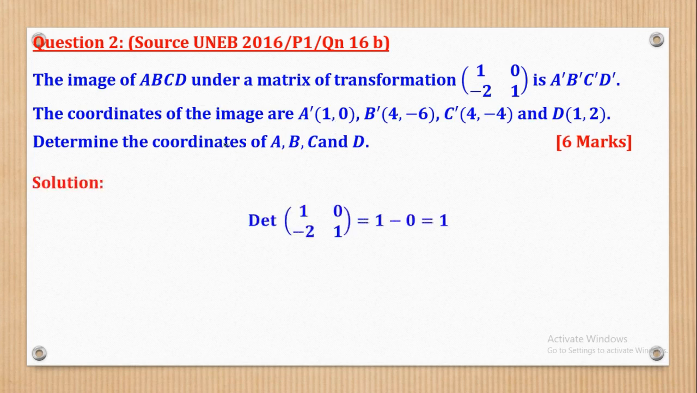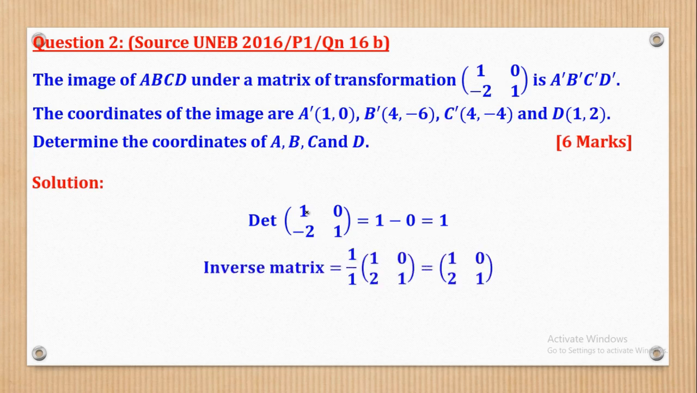So what we need to do, we have to get a matrix which will map the image back onto the object, and that will be the inverse. To get the inverse, we first have to get the determinant. So this minus this gives you that. Therefore, the inverse will be given by that.